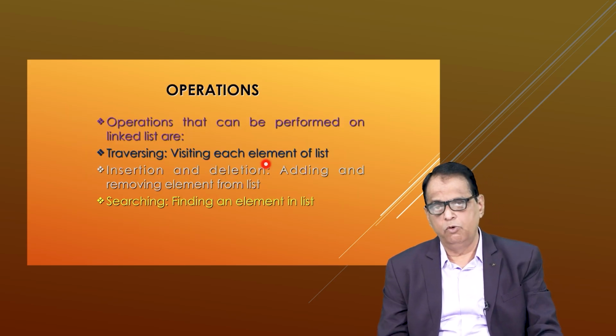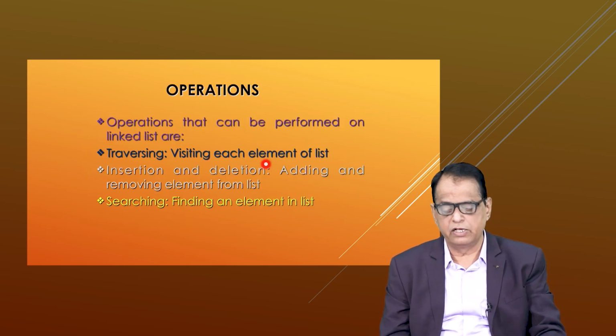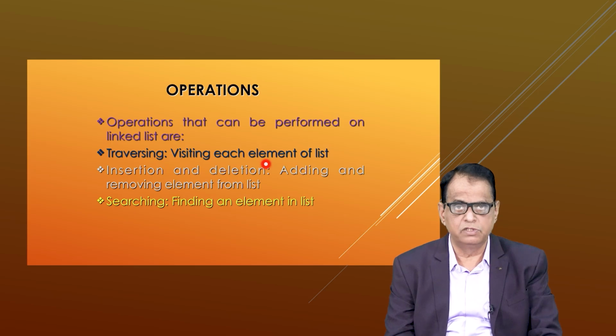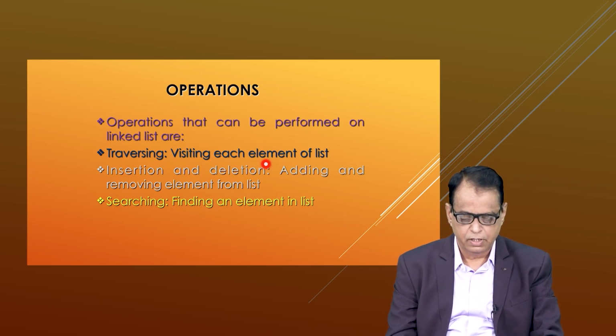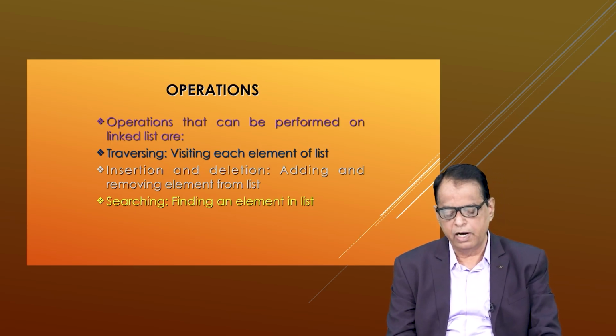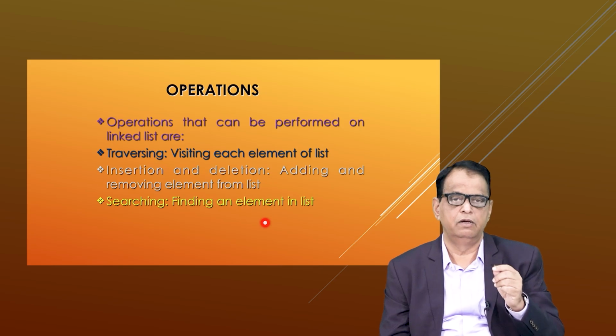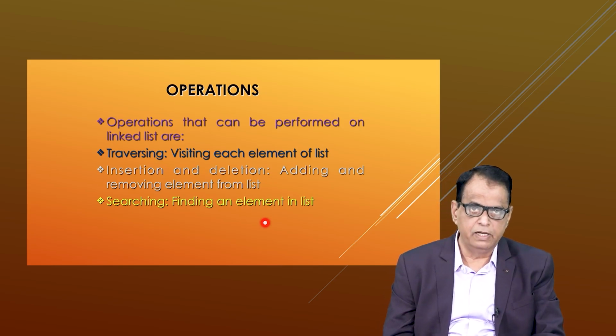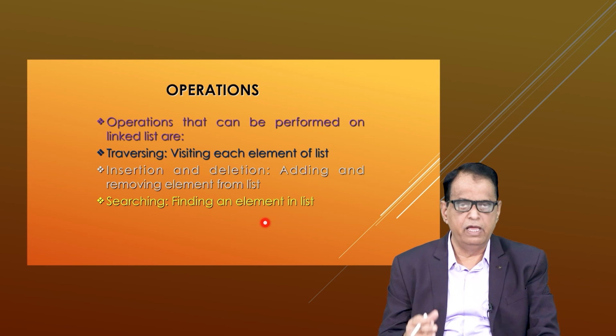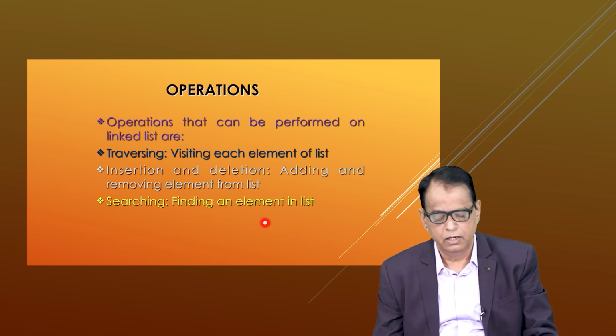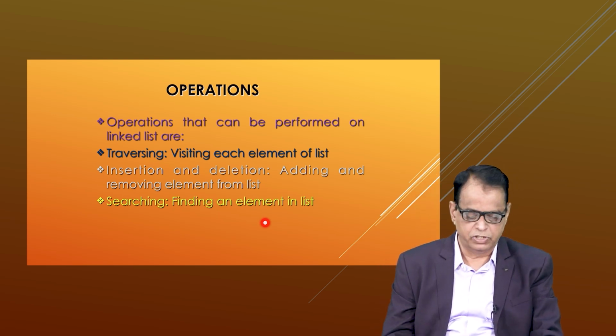Now, as we know, whenever we have been given any data structure, we can perform certain operations on the data structure. For example, whenever we want to visit each and every element of the linked list, that is called a traversing operation. In our earlier session, we already discussed how to write an algorithm to perform the traversing operation.